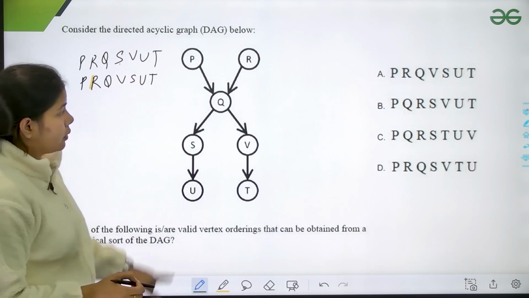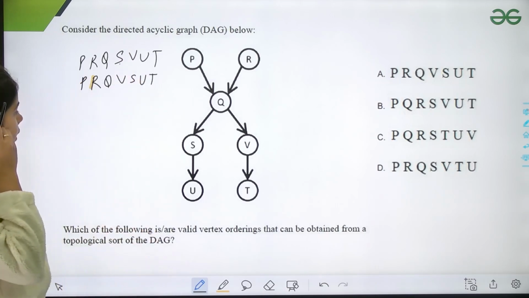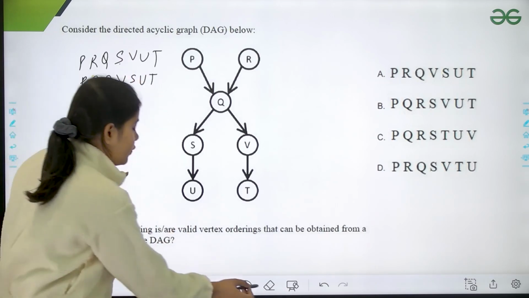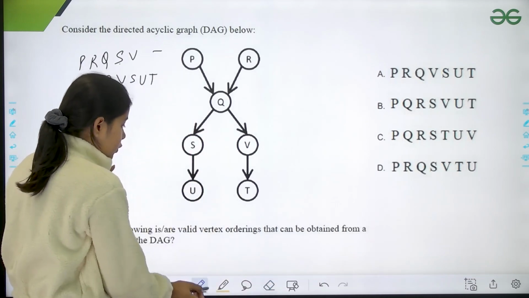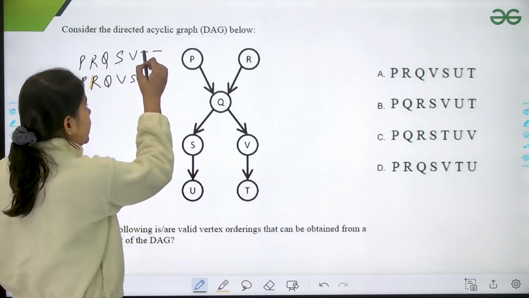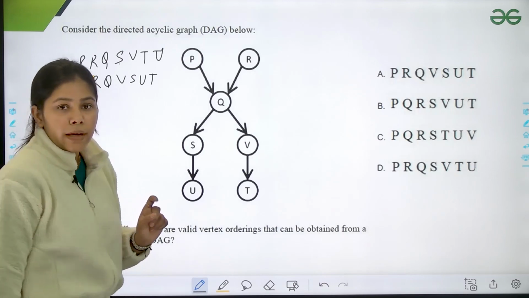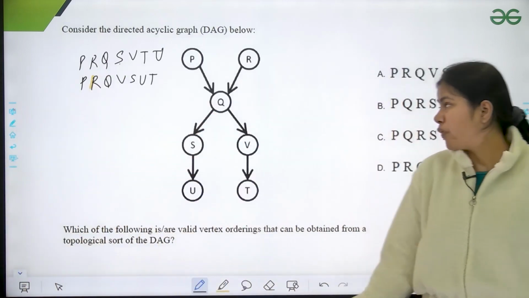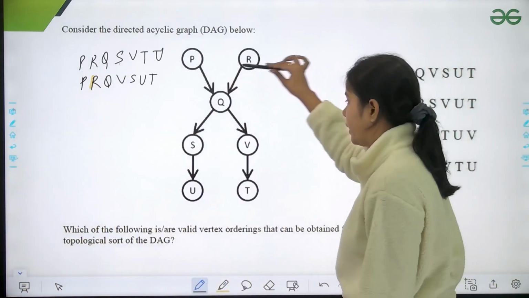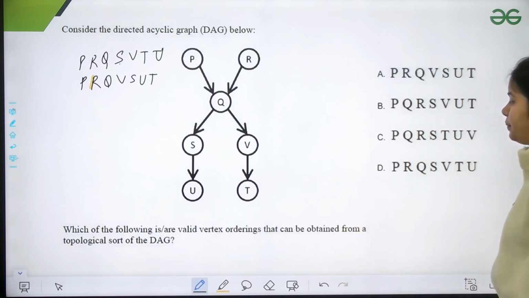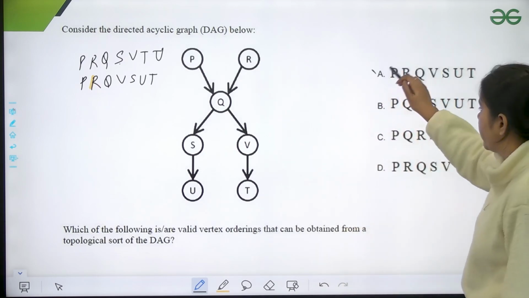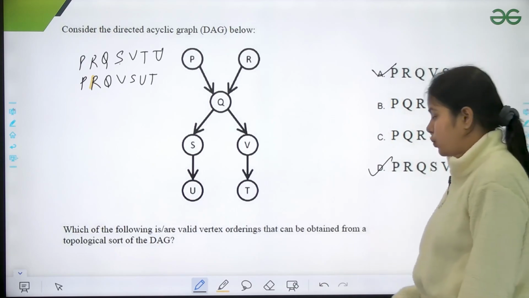From S to V, okay. From V I have to move to T, and then I have to move to U, right? So that's how we'll move. So first, for topological order, we have to move like this, right? So which option is true? A and D options are my correct options.